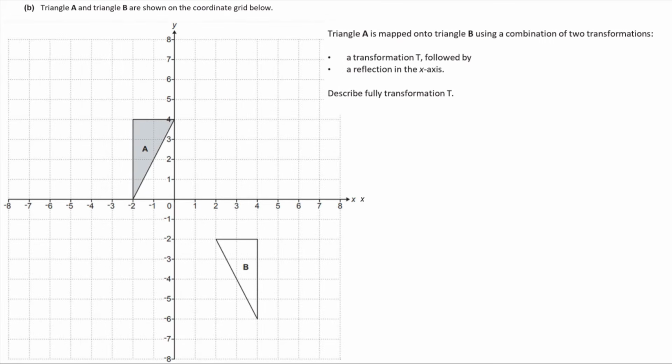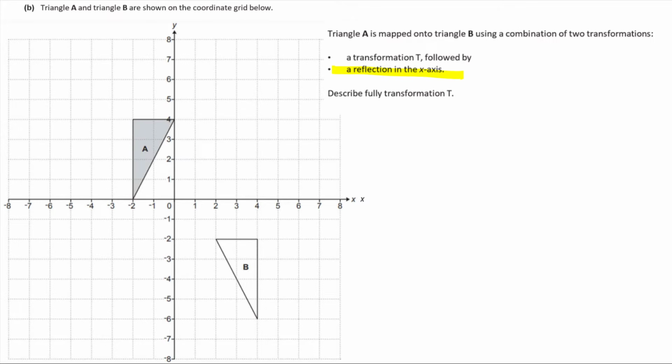Part B says triangle A and triangle B are shown on the coordinate grid below. Yes, they are. Triangle A is mapped onto triangle B using a combination of 2 transformations: a transformation T followed by a reflection in the x-axis. Describe fully the transformation T. Right, so now I know what the second step is. That is a reflection in the x-axis. So something happens to A, then something happens to that thing, T, and then it ends up at B after reflection in the x-axis.